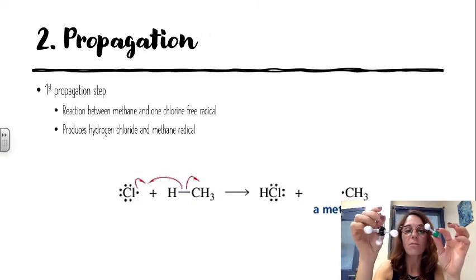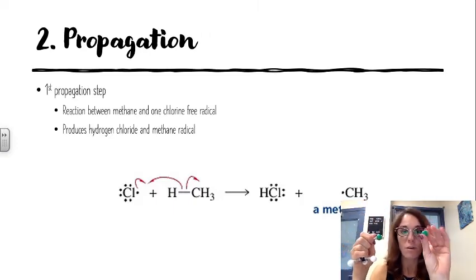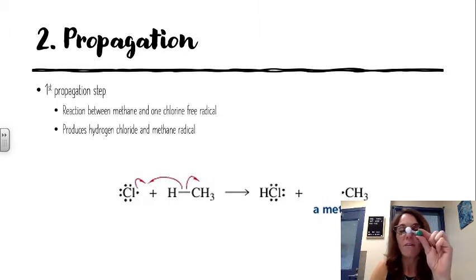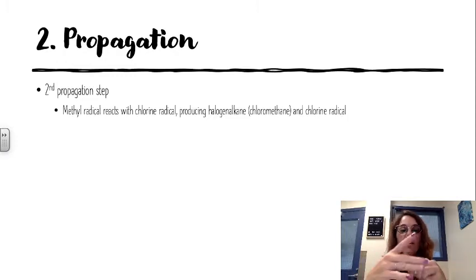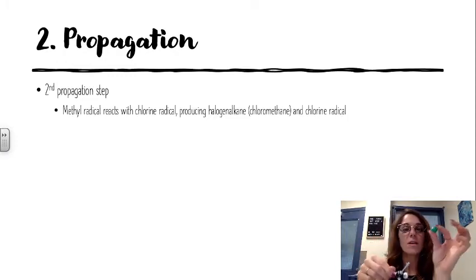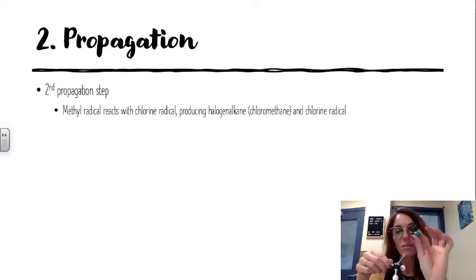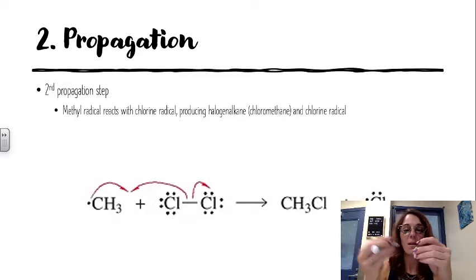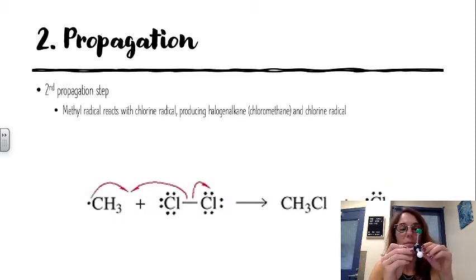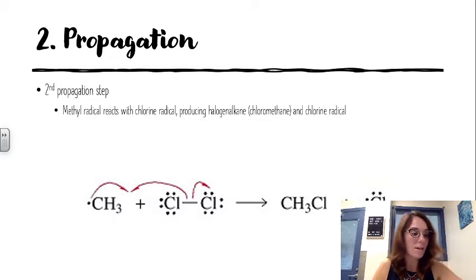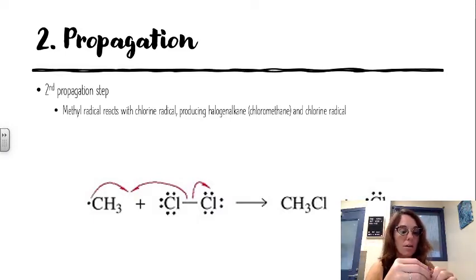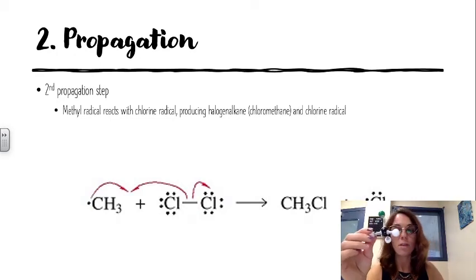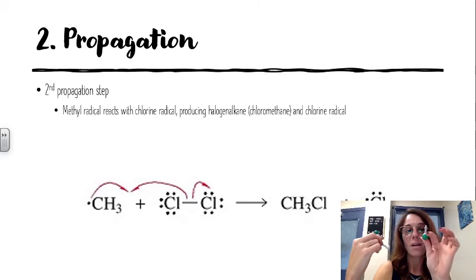So we've got a methyl free radical, we have a chlorine free radical that's still hanging out, and now we have hydrogen chloride. So that's my first step. My second step is where this methyl radical is now going to react with the chlorine free radical in order to make this chloromethane. Essentially, another chlorine molecule has to break apart for this to happen. So another chlorine molecule breaks apart. So I've now made this chloromethane molecule, and now I have another chlorine free radical.